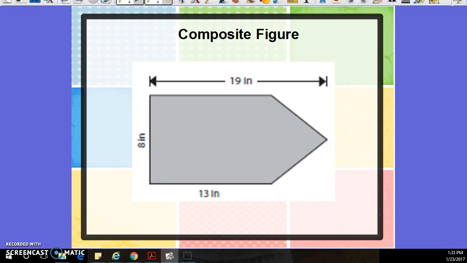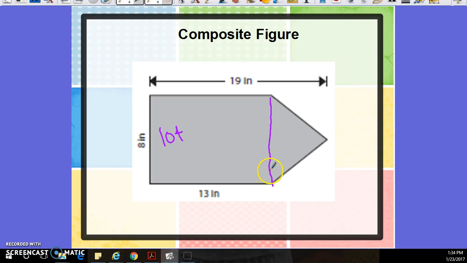Alright, so here is our next figure. Where can we draw the line to decompose this figure? Josh? Between the point part and the line. Right there. And it gives us a rectangle and a triangle. So we know this one is just 8 by 13, right? So what's the area? 104. Now, this is the base of our triangle.